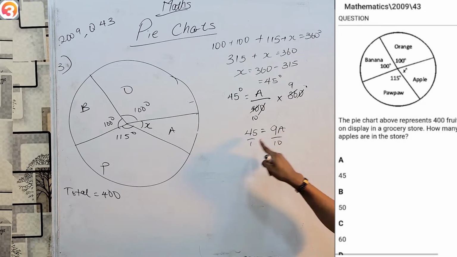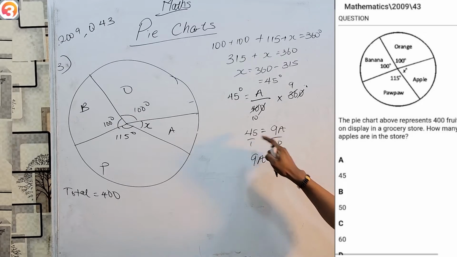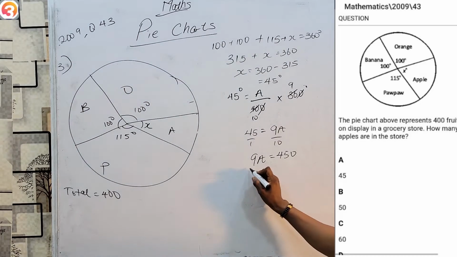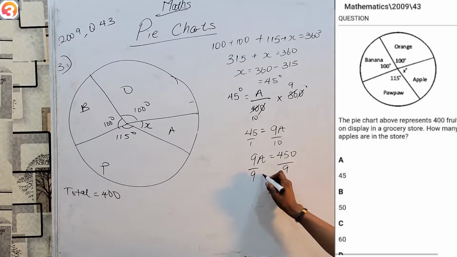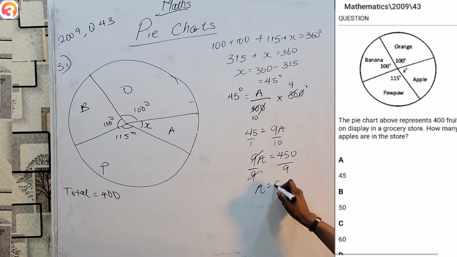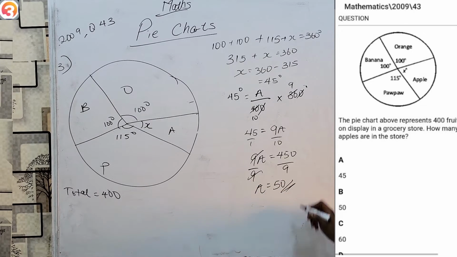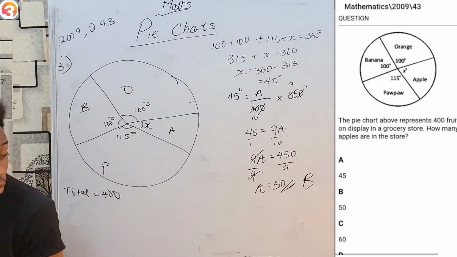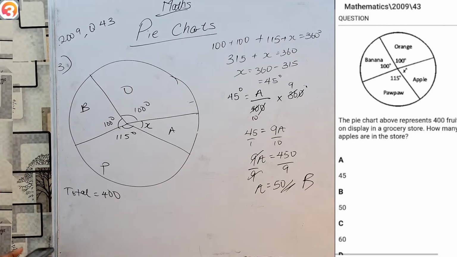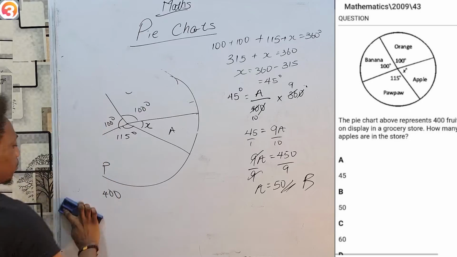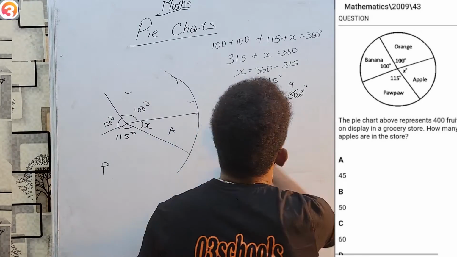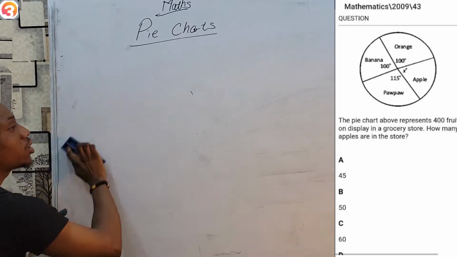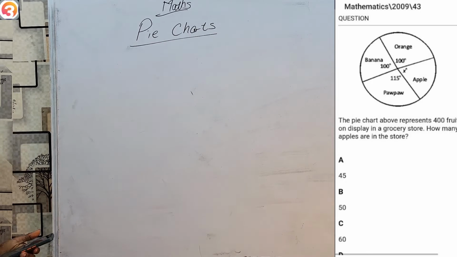Cross multiply. 9A times 1 is 9A. 45 times 10 is 450. So, 9A over 9 equals 450 over 9, which is 50, which is option B, which tells me that there are 50 apples in this store out of the 400 different fruits that are available. So you see, the method doesn't really change. Find your angle if necessary and find what you want using the formula we outlined. If the angle is not needed, proceed.